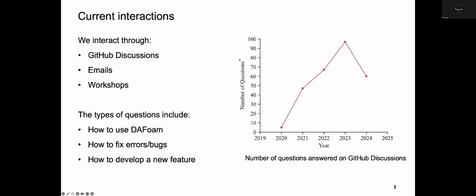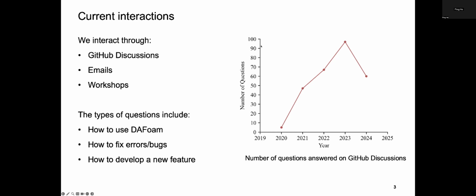What's next is I want to talk about some current ways of interaction. Right now we have three main ways to interact with users and developers. The main approach we use is through GitHub Discussions, where people ask questions and we answer them. This is the preferred way to interact with the developer team and all other users, because your questions could be useful for some other users.